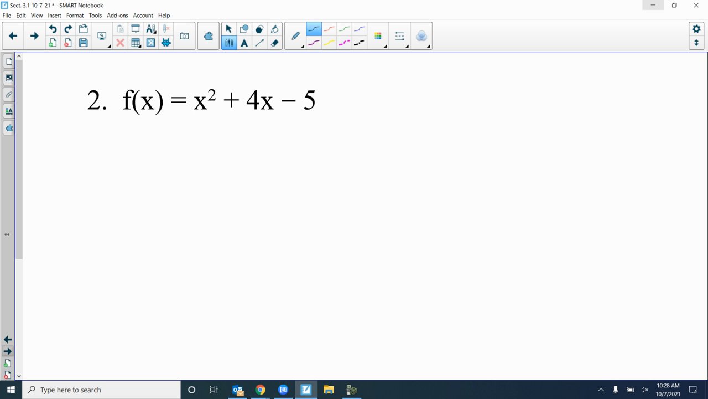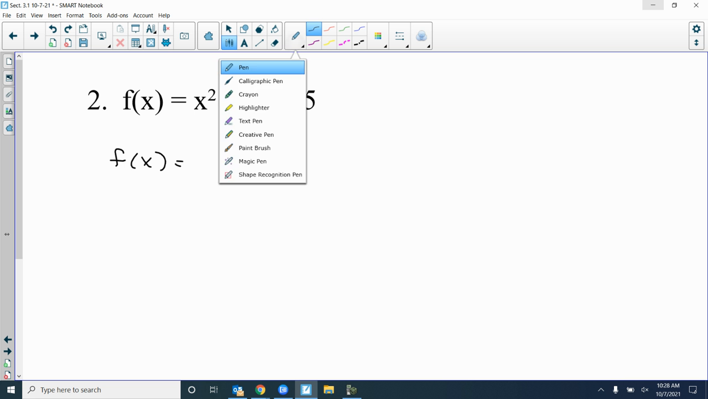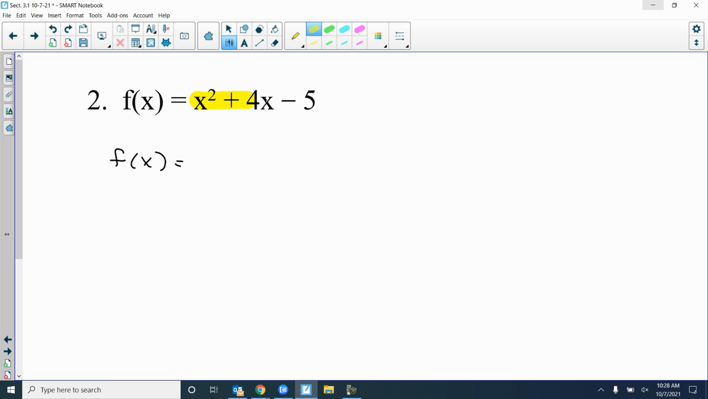Okay, so we're going to do that slightly different, okay, with where we put that extra number. So here's what I'm going to do. So f of x equals. Now, when we complete the square, we're really only concerned with that x squared plus 4x. We'll deal with that minus 5 later. So I'm going to start here with x squared plus 4x plus, and we'll put a blank here.